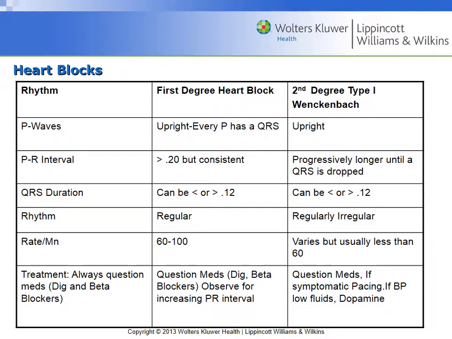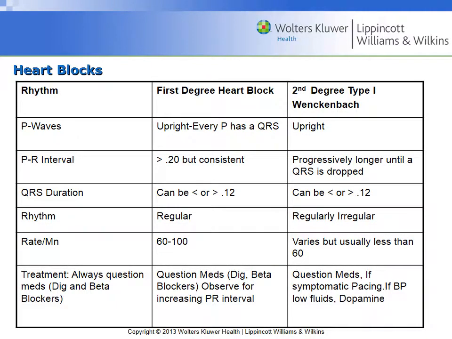First degree heart block is really quite simple, because first degree heart block is basically just a sinus rhythm with a very long PR interval. It's greater than 0.20, but it's consistent throughout the strip. So first degree heart block is easy to identify. And normally the rate on first degree heart block is 60 to 100 beats a minute.